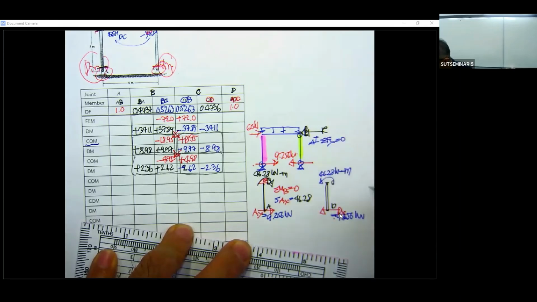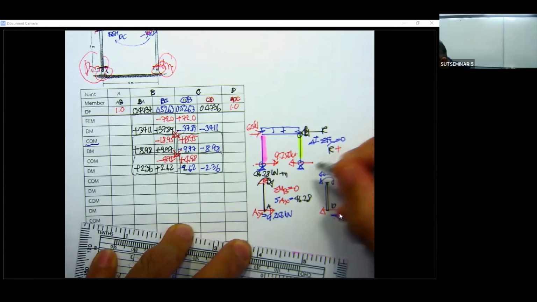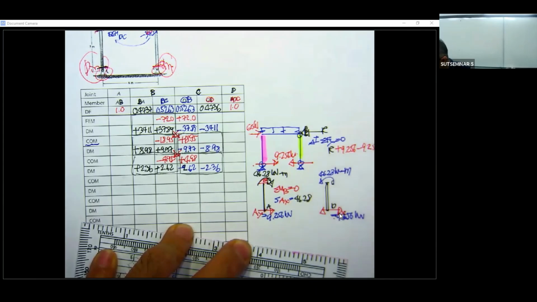So summation of forces in X equals 0. Positive is like this. R is positive, and then plus 9.256 minus 9.256, and then minus 60 kilonewton. So your R of this one is going to be 60 kilonewton.